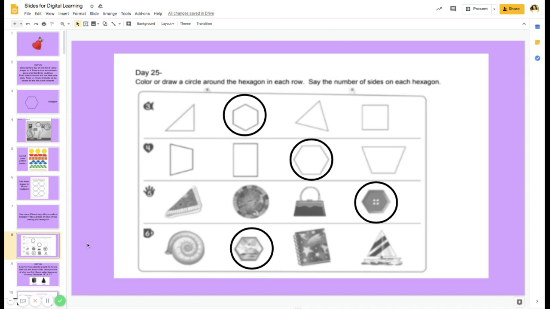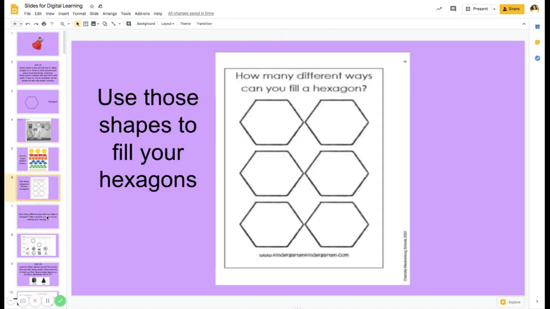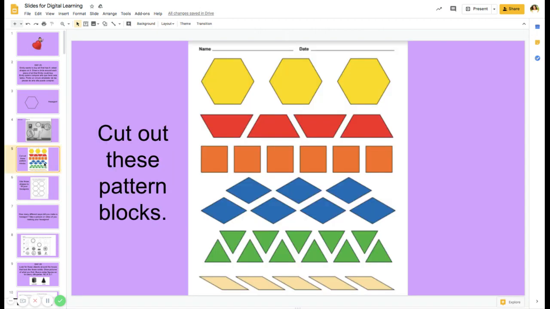Now what you're going to do again is you are going to take these pattern blocks, draw them, cut them out, or if you have this worksheet, find it in your packet, cut out these shapes, and then fill in your hexagons. When you are done, send a picture or video of you doing so to your teacher, okay? And that's all for today. I'm going to translate this in Spanish, but if you don't need that, you can just exit out and go ahead and work on that.